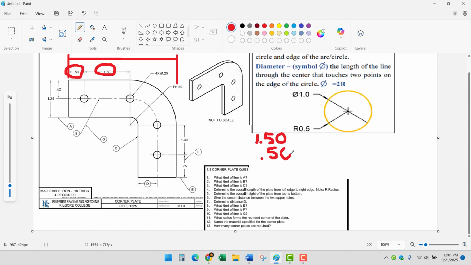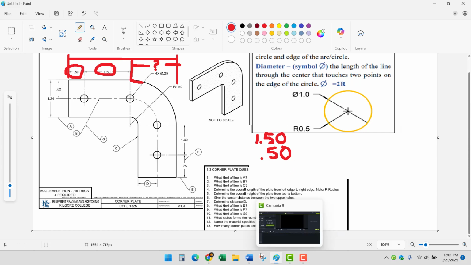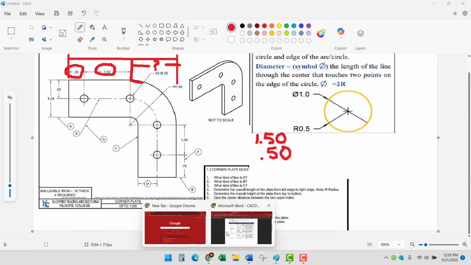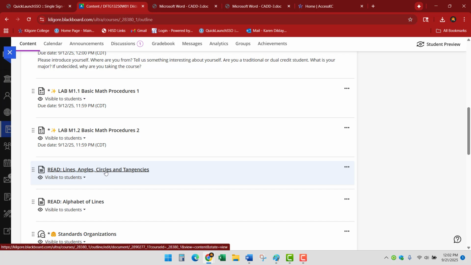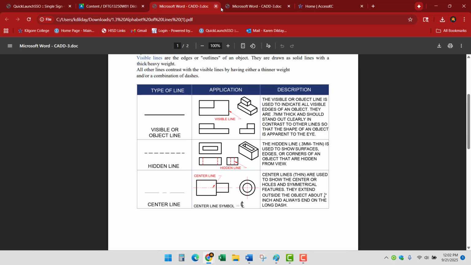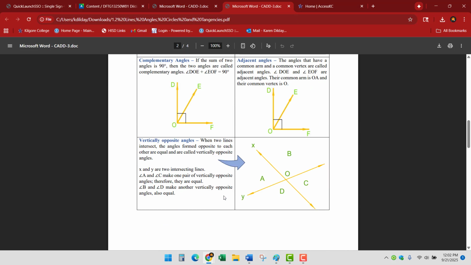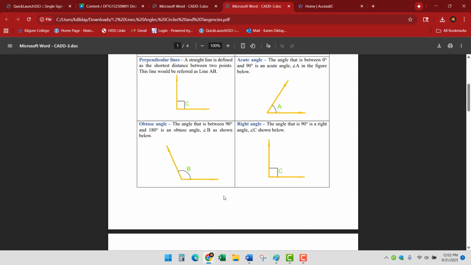And now the question is the arc area here. But I'm not asking for the length of the arc. I'm asking for the distance from here to here. Okay, what is that distance? If you opened the other sheet, which is labeled lines, angles, circles, and tangencies, and have that opened, you will note that this assignment looks like this.